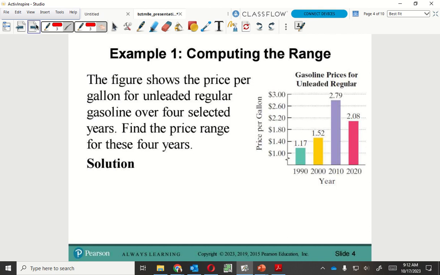Hey, look. 1990, $1.17 a gallon. That's crazy, right? Okay, 2000, $1.52 a gallon. That's not bad. I remember the first time I saw it going over $2 a gallon. I was like, what the hell? Okay, 2010, it went up to $2.79 a gallon. Okay, 2020, it was $2.08 a gallon.